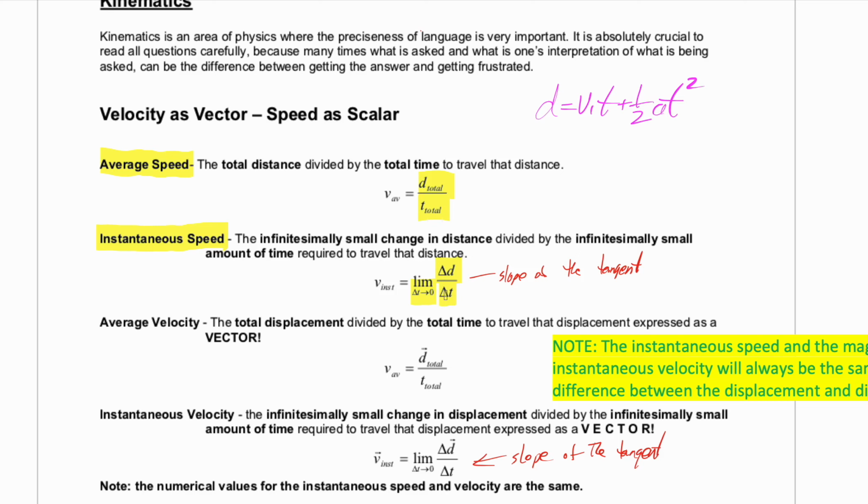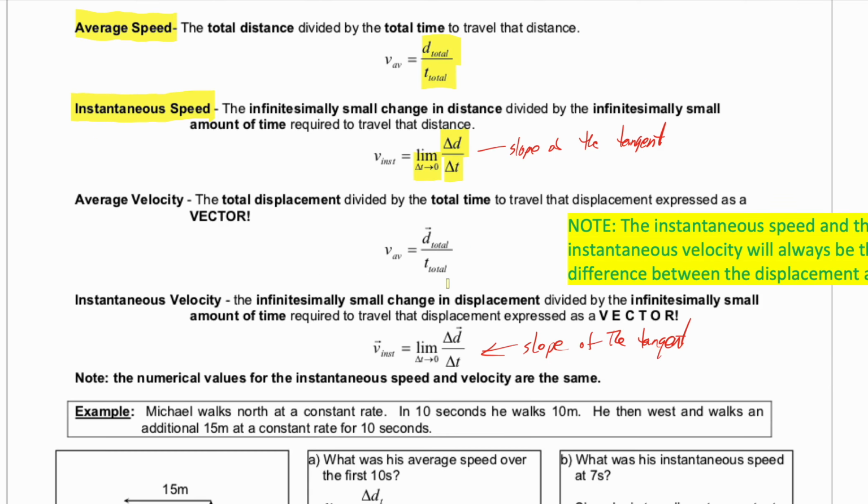In calculus, we refer to this as a differential. And those of you who are in the process of taking calculus, you may be starting to talk about things like instantaneous rate of change, the derivative. These are all sort of related. Now, the same big idea applies for average velocity and instantaneous velocity. So the average velocity is the total displacement divided by the total time.